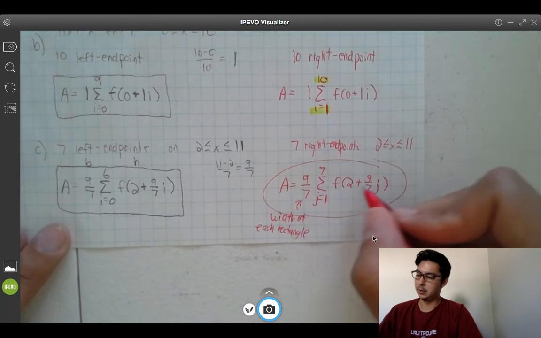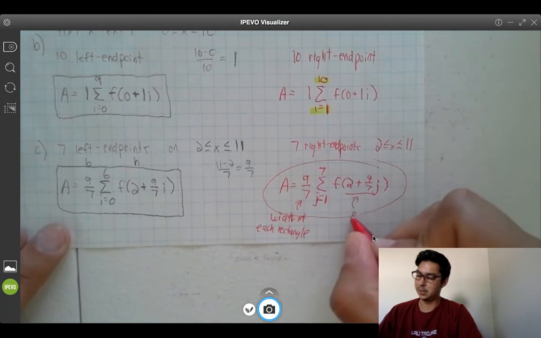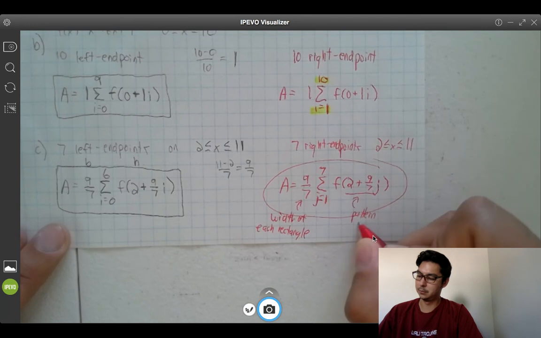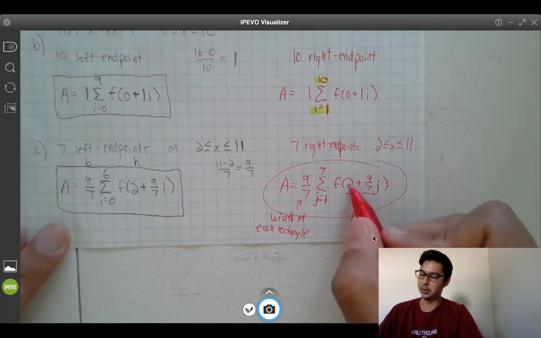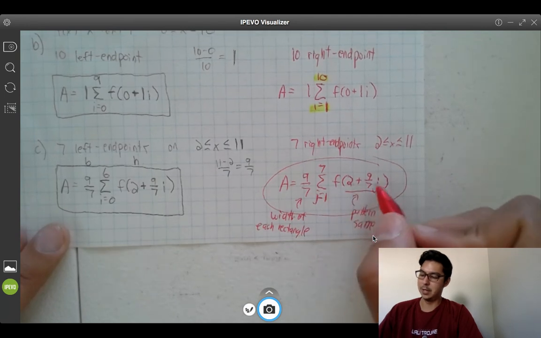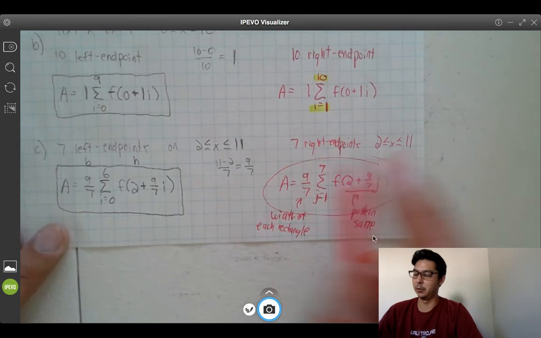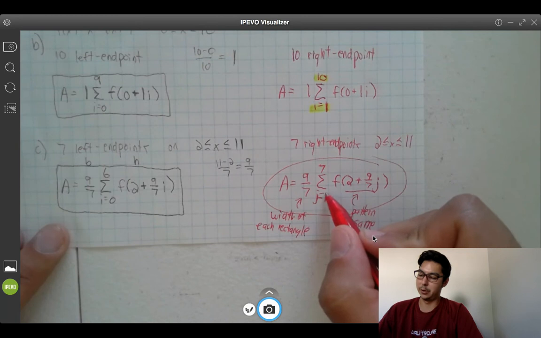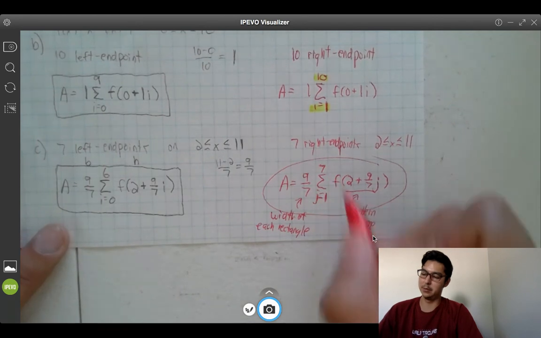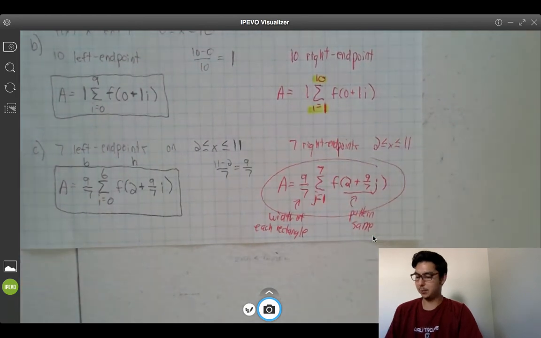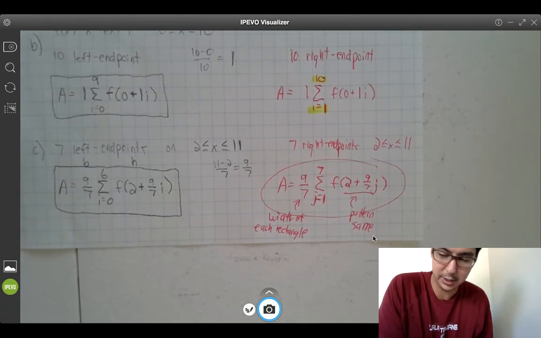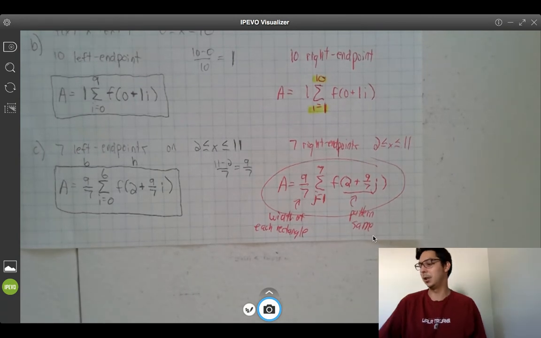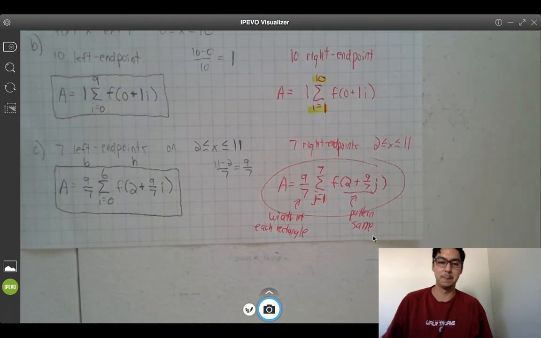And then right here, the pattern stays the same, where you start at your left endpoint plus how it's changing. So the next rectangle over, that width is where the next one you'd find, plus 9/7. Then the only change is it's going from 1 to 7. I hope that helps, but that's how you do left and right endpoint with summations. Amazing thing to understand because it will definitely speed up a lot of problems.